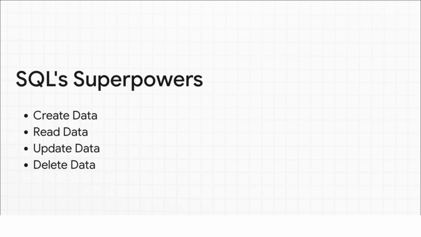So, what can you actually do with this language? Well, it all boils down to four fundamental superpowers. You can create new data, like adding a new user to an app. You can read it, to find what you're looking for. You can update it when things change, like if you get a new shipping address. And of course, you can delete data when it's no longer needed. These four actions are the simple building blocks for pretty much everything the internet does.